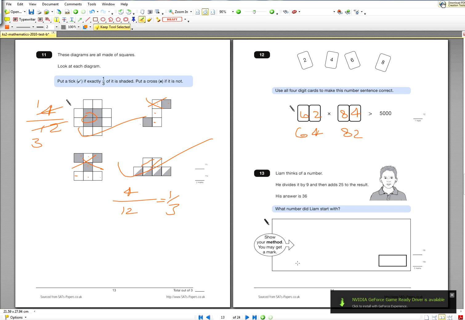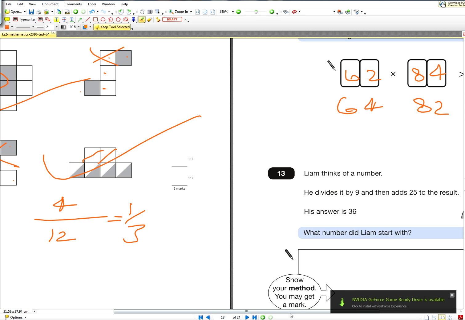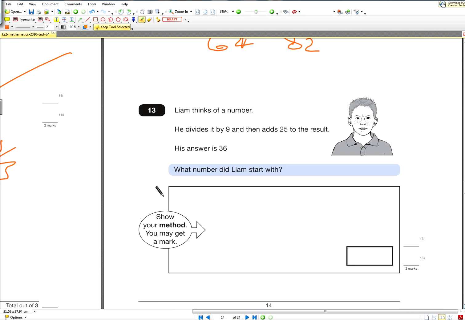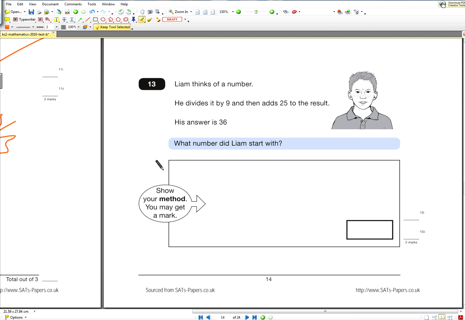Right, let's actually make the page a bit bigger here. We need it. Oh, gone up a bit too much. There you go. So Liam thinks of a number. Okay, here we go. He divides it by 9. Are you watching what I'm doing? And then he adds 25 to the result.